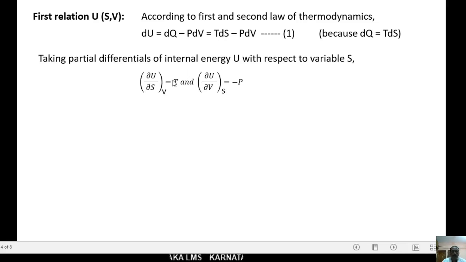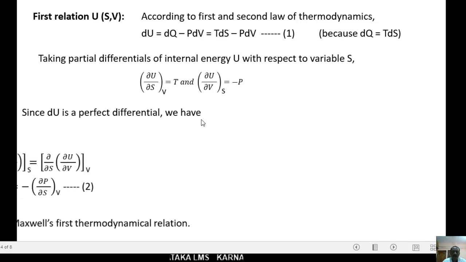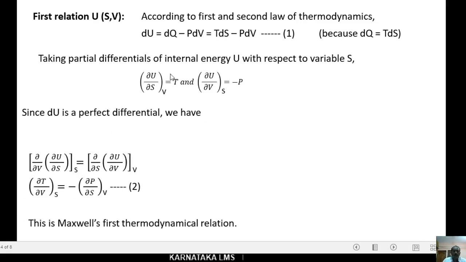Here dou U by dou S is a function of V, dou U by dou V is a function of S. Therefore, since dU is a perfect differential, then we have the differential of dou U by dou S. That means you can differentiate this with respect to volume as a function of S, and RHS side, that is dou U by dou V, this can be differentiated with respect to S as a function of V.